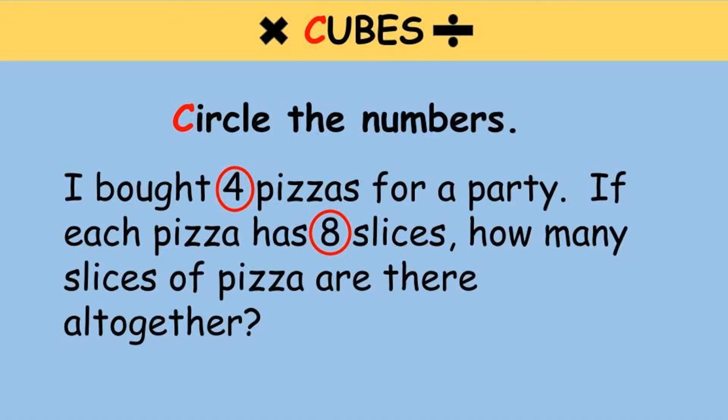I bought 4 pizzas for a party. If each pizza has 8 slices, how many slices of pizza are there altogether? This is where you become a detective. C stands for circle the numbers. Notice how I circled the numbers 4 and 8 since those are the numbers in my story problem.